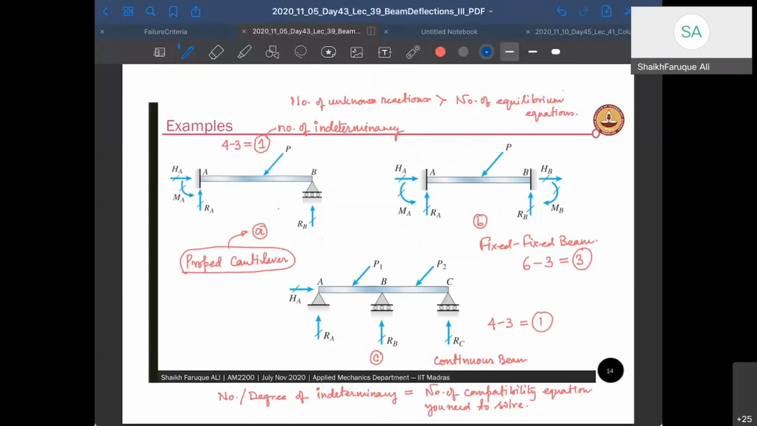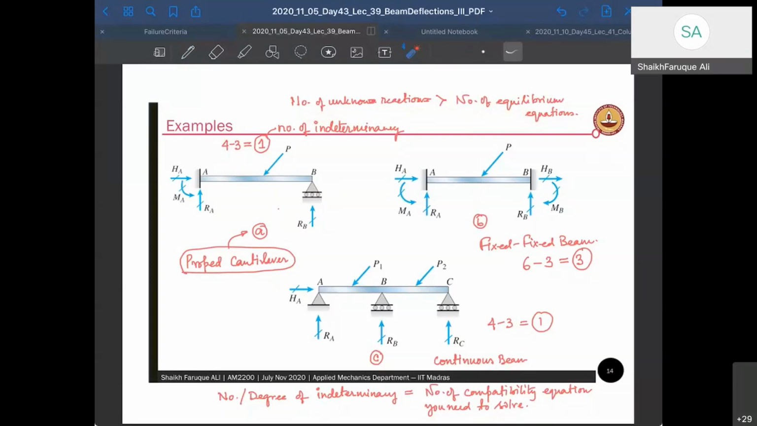In the case of beams also, the main theory remains the same: if your number of equations is lesser than your number of unknown reactions, then the structure is indeterminate. In that case, the degree of indeterminacy is the number of unknown reactions minus the number of equilibrium equations that you have. If your unknown reactions are more than the number of equilibrium equations, then it becomes an indeterminate structure.